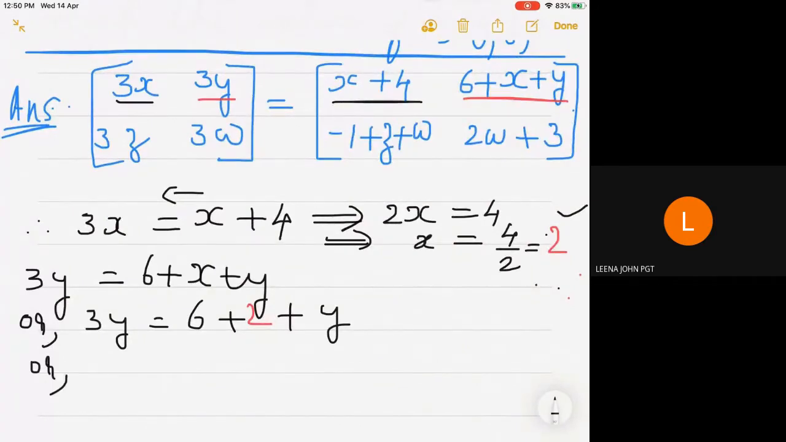Taking this y to the left side, you get 3y minus y, that is 2y equal to 8, and that implies y equal to 8 by 2, or it is 4.